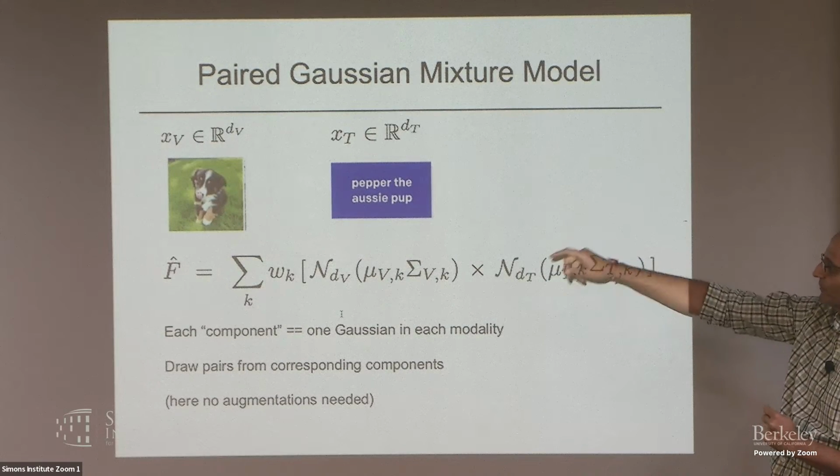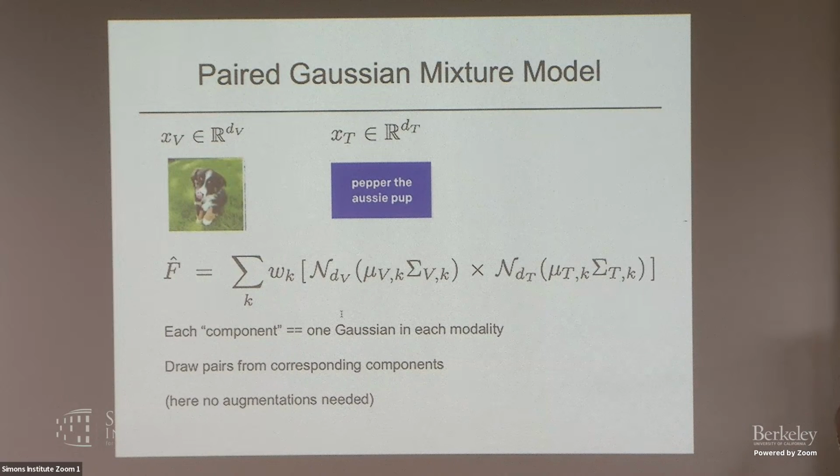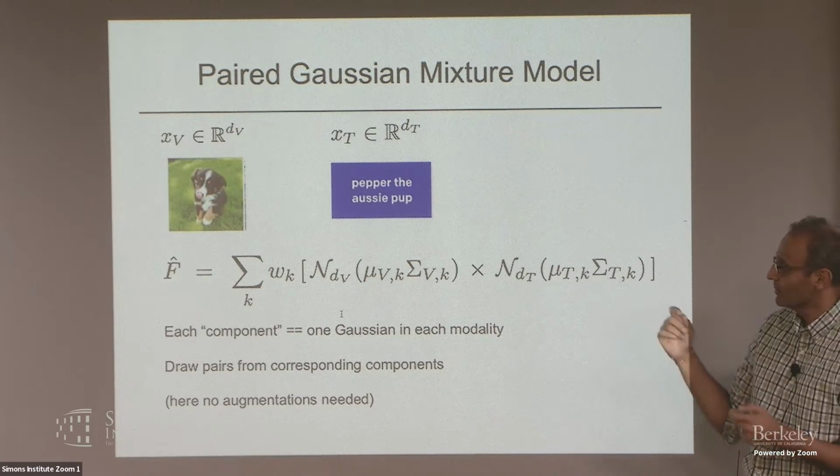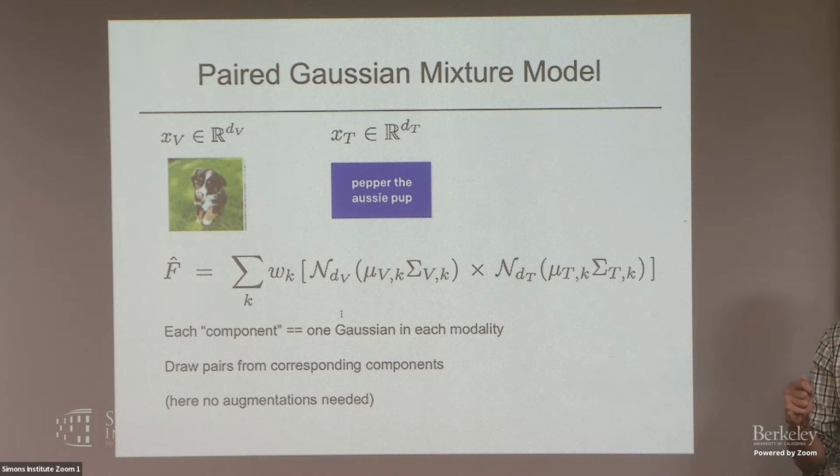Now I need to define a generative distribution for pairs of points, where I have a Gaussian mixture in one modality and another Gaussian mixture in a different modality, right? What I'm going to do is pair the Gaussians. So one component for me now is one Gaussian in the space of images and another Gaussian in the space of text. That together makes one component. It has two versions, the image version and the text version, and then another component is a different Gaussian in image space and a different Gaussian in text space, right?